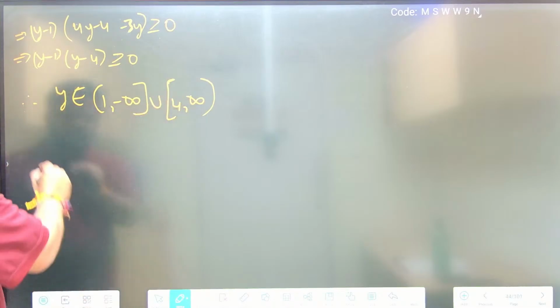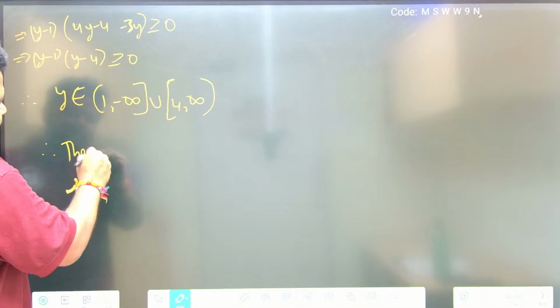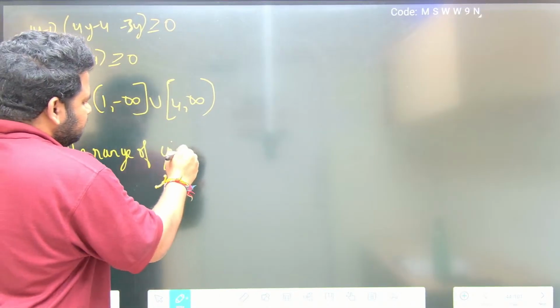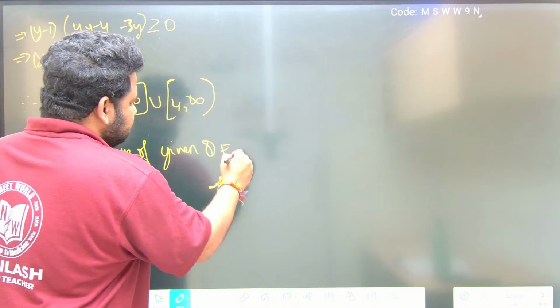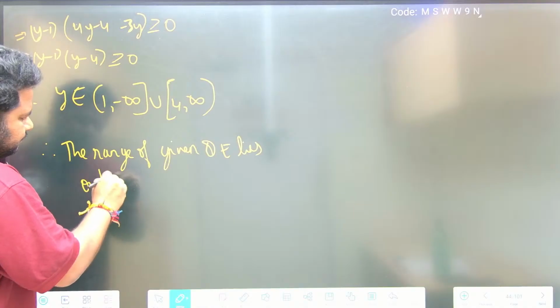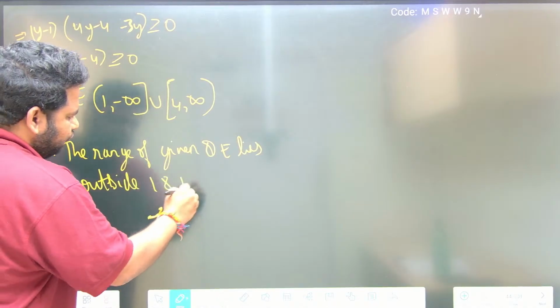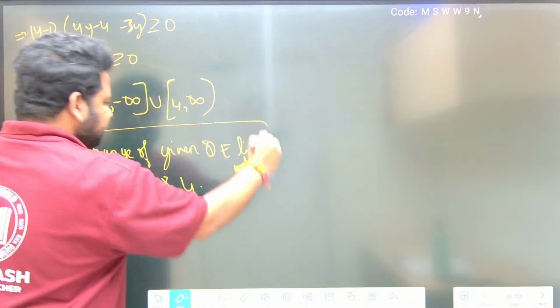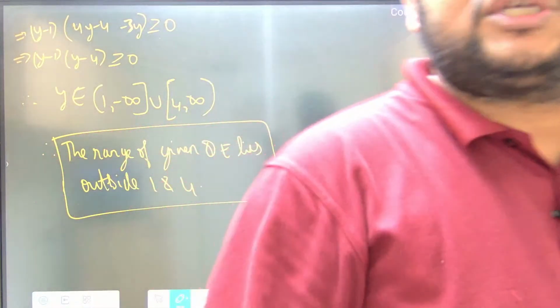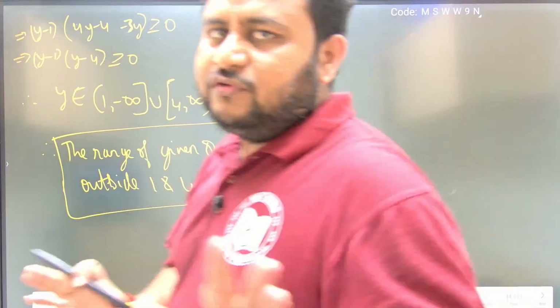Therefore the range of y, the range of the given quadratic expression, lies outside 1 and 4. Therefore proved. That is what we proved here. Clear, friends? Got it? This is how you have to solve this question.